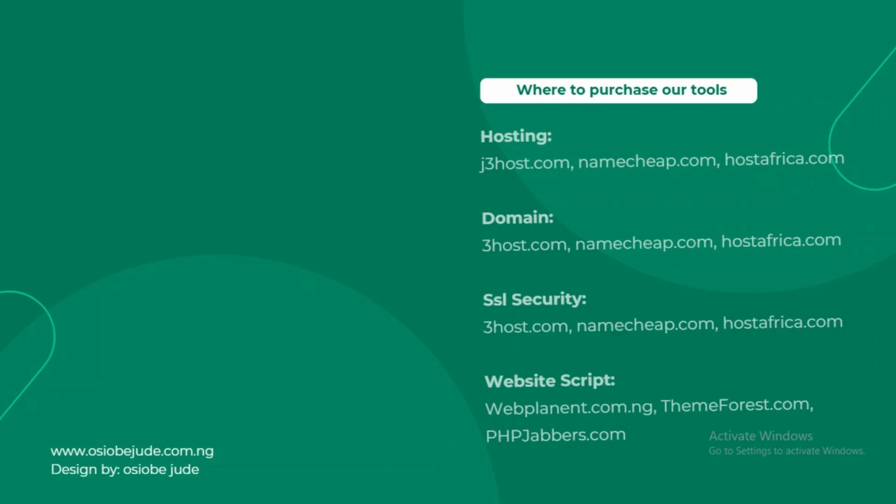You can also purchase security from there for the same website I listed for you. There are many others; these are the ones that I use, and the first one is the one I use mostly. Where I get a website script, I get from webplanet.co.ng, teamforest.com, and phpjamba.com. The first one is the one I use mostly because they are very cheap and reliable, and I also pay with my card. I don't have to stress to go and look for a dollar card that I will use for all this. Now I've explained everything about this.